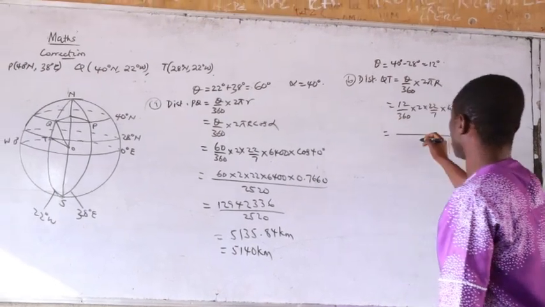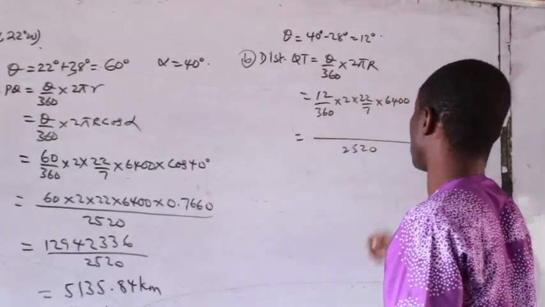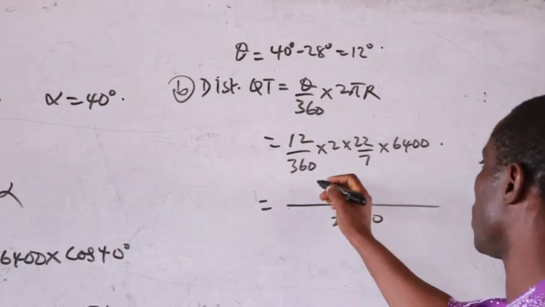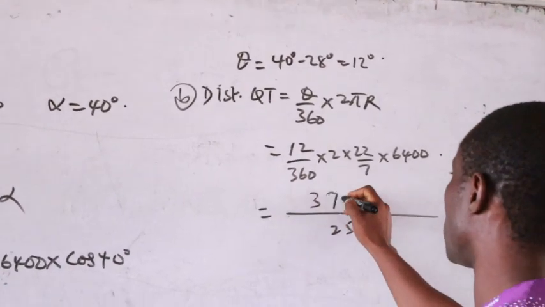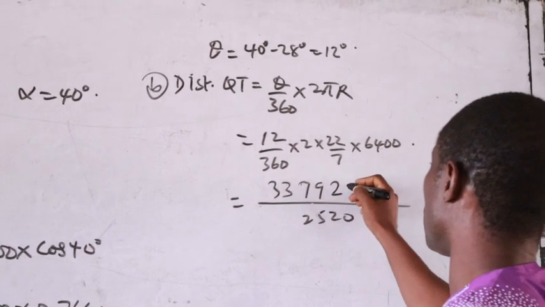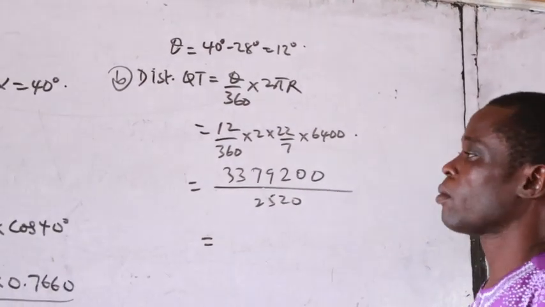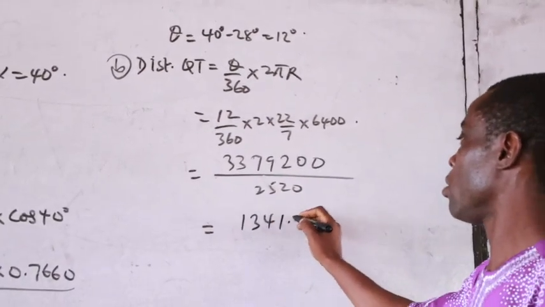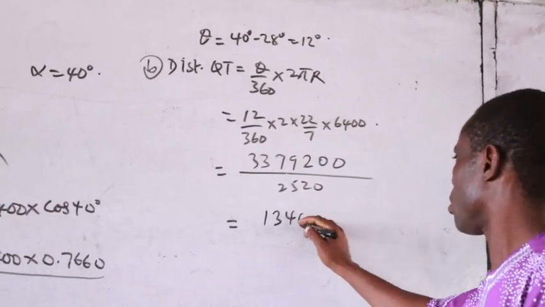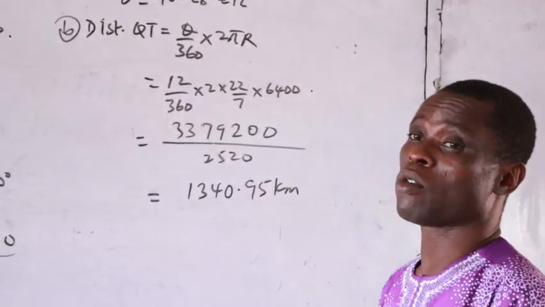The product of 360 and 7 is 2520. What is 12 times 2 times 22 times 6,400? Divided by 2520. The answer is 1395 kilometer. Do we have degree of accuracy for that one too?